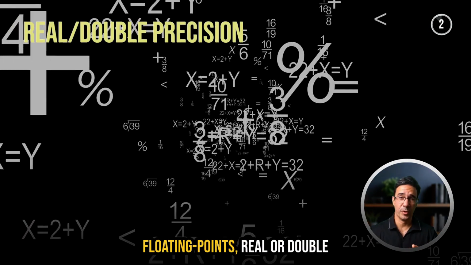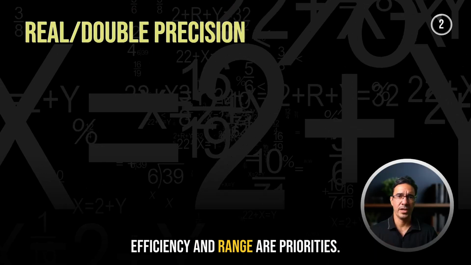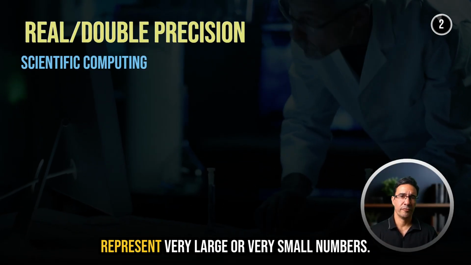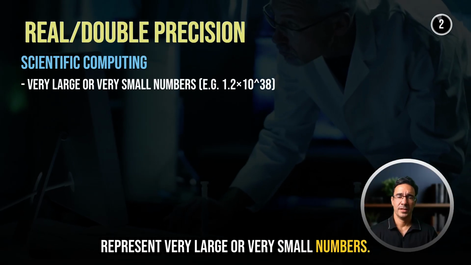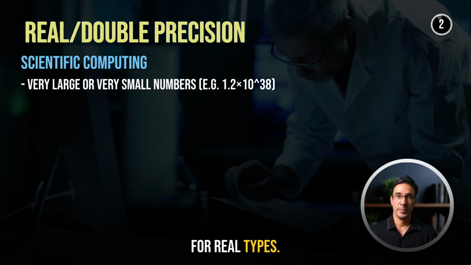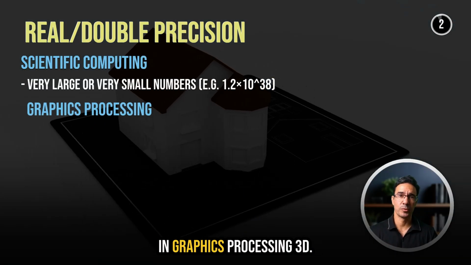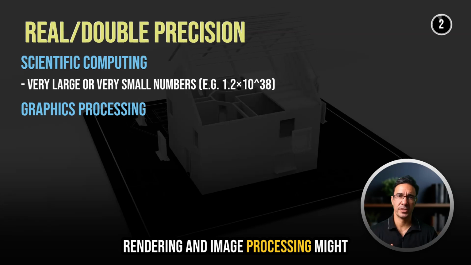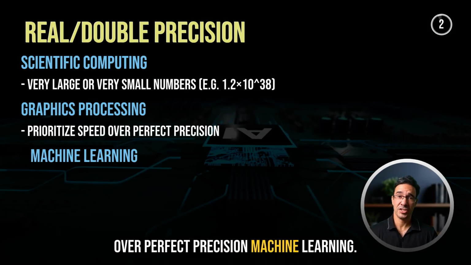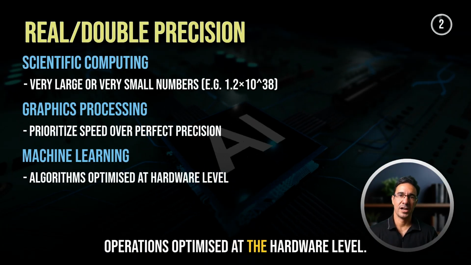Floating points, real or double precision, are used when computational efficiency and range are priorities. In scientific computing, these types can represent very large or very small numbers, like for example 1.2 times 10 to the power 38 for real, which is vital for physics simulations or astronomical calculations. In graphics processing, 3D rendering and image processing might also benefit from prioritizing speed over perfect precision. In machine learning, many algorithms rely on floating point operations optimized at the hardware level.